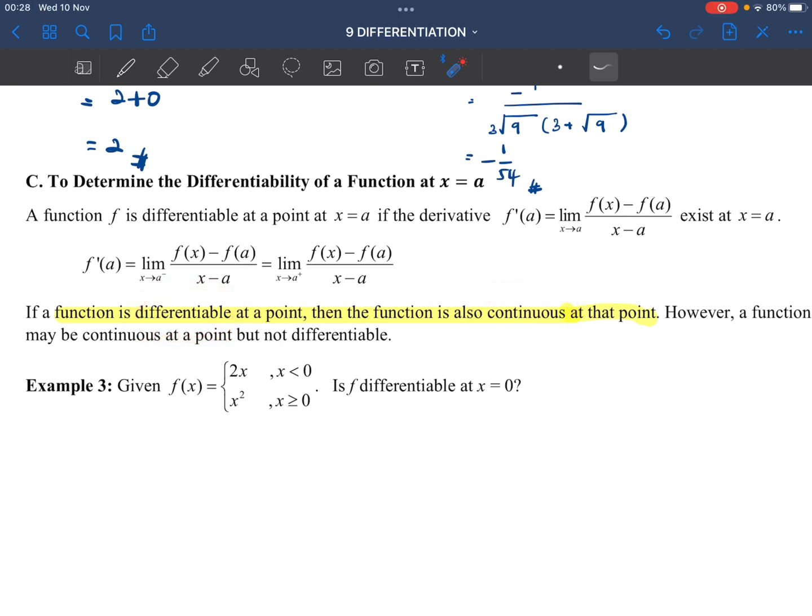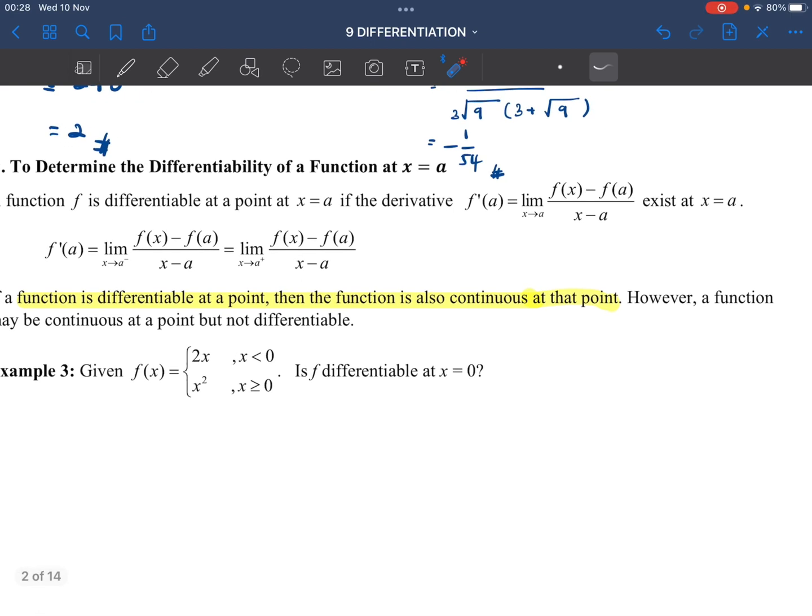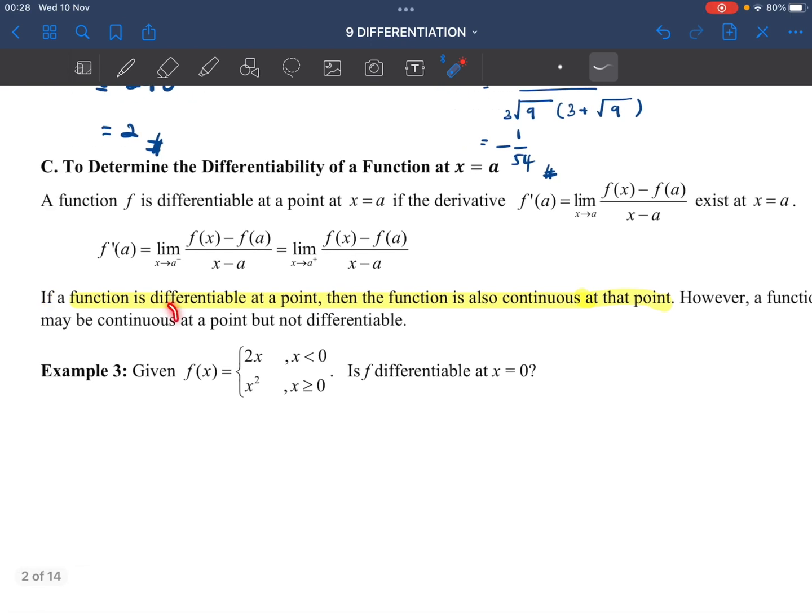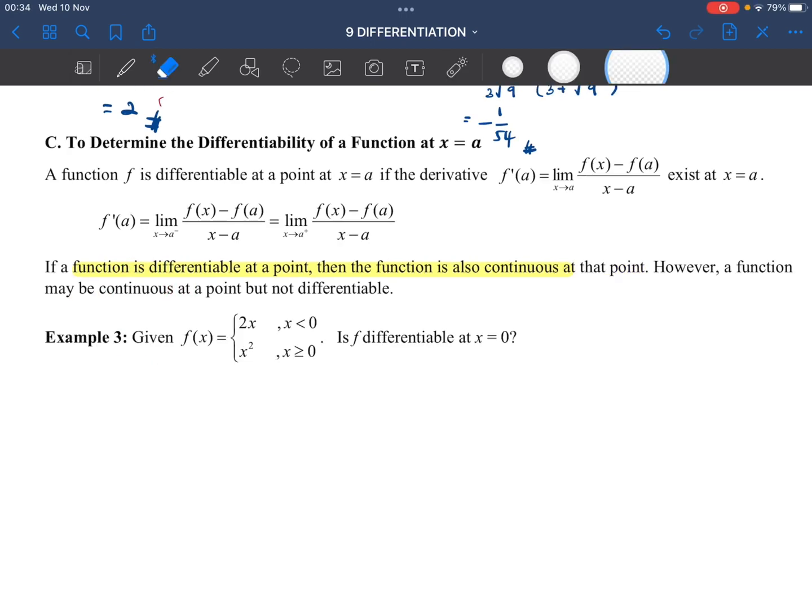Okay, what do you know by continuity? Continuous. Okay, first f is defined. Second, limit left hand side must be equal to limit right hand side. So that's going to be the same thing. Okay, continuity and differentiability is the same thing. Okay, however, a function may be continuous at a point but not differentiable.